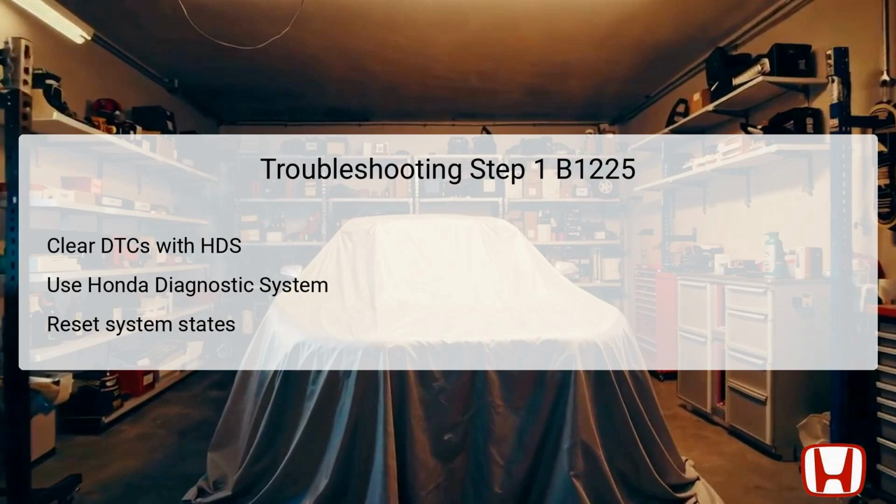The first troubleshooting step in addressing DTC B1225 involves clearing any existing diagnostic trouble codes using the Honda Diagnostic System, HDS. The HDS is a specialized tool designed to communicate with the vehicle's onboard diagnostics and accurately reset various systems. This step is crucial because it ensures that any transient errors are erased, establishing a baseline for diagnosing the current state of the climate control system.